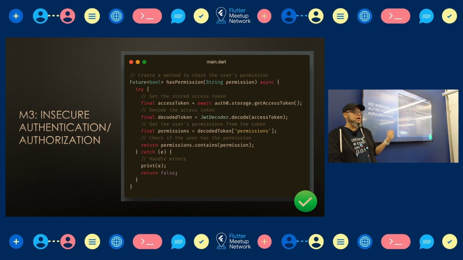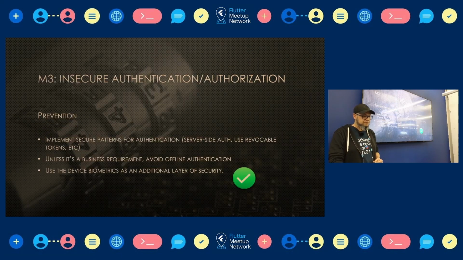But again, you're right. A backend is the best way to authenticate users. Prevention: implement secure patterns for authentication. Like you mentioned, server-side authorization, use revocable tokens, unless it's business required, and avoid offline authentication. Use the device biometrics as an additional layer of security. And yeah, this is the way that you can prevent M3.